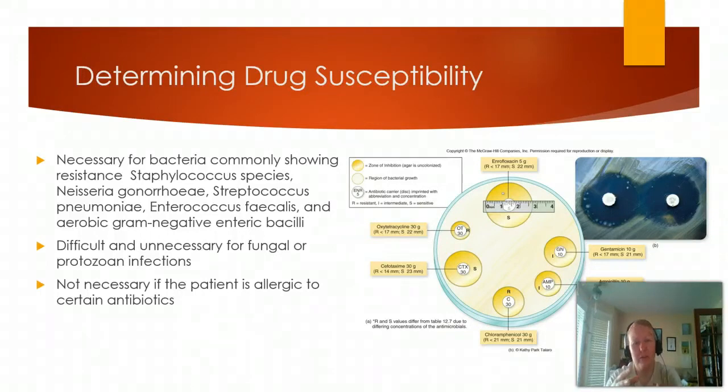One important aspect of this, though, is you look at it right away and you think, oh, the top disc. The top disc is the right answer. It's got the biggest range of inhibition. But that's not always the case. It just depends on each antibiotic.